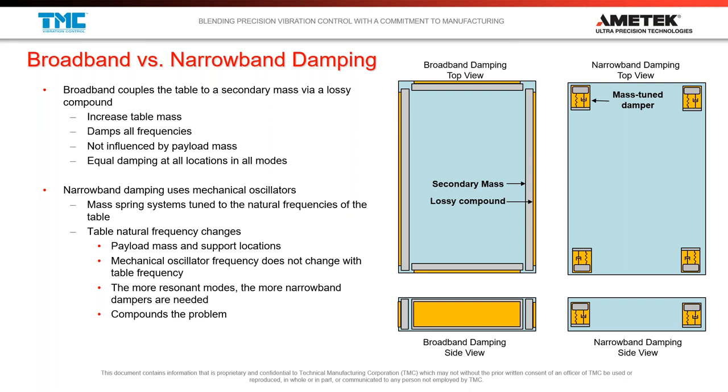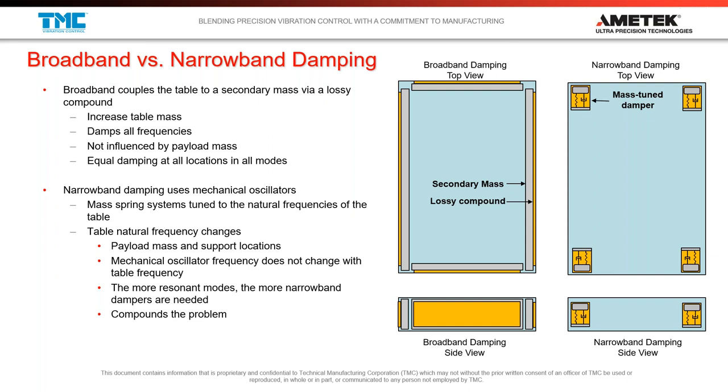Narrowband is the other commercially available type of damping method. What narrowband damping does is it actually builds mass-tuned dampers into the system. These are sort of little oil spring pods, and the amount of oil in there is adjusted to match the resonant frequencies of a table, of an undamped table.